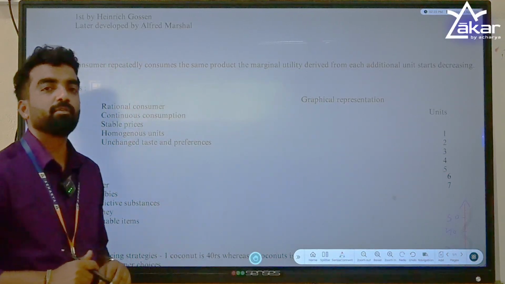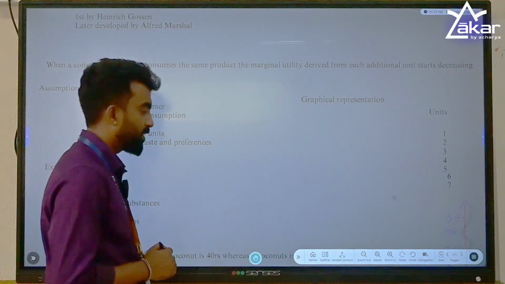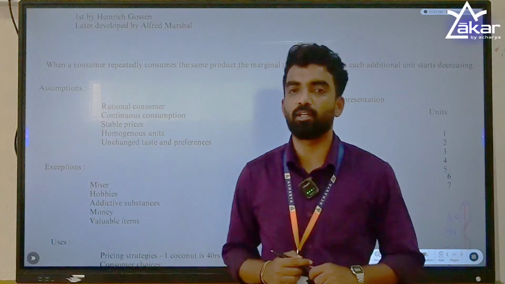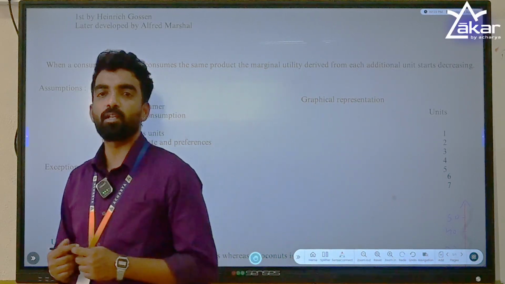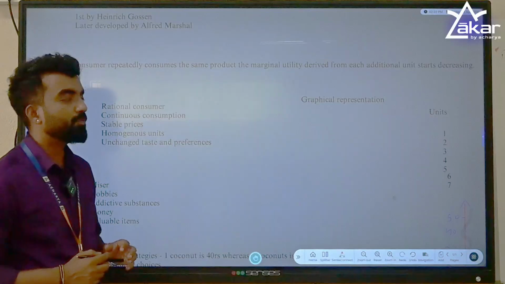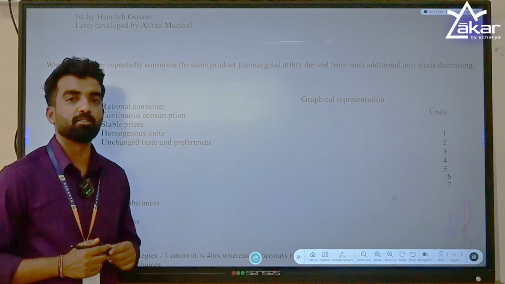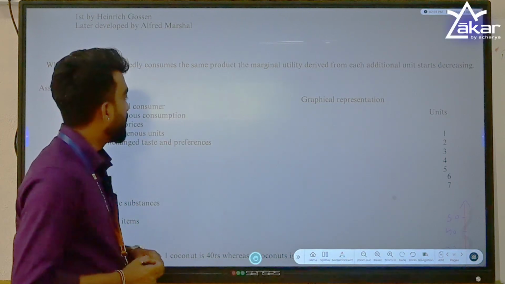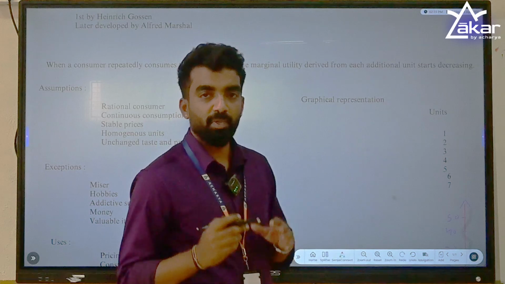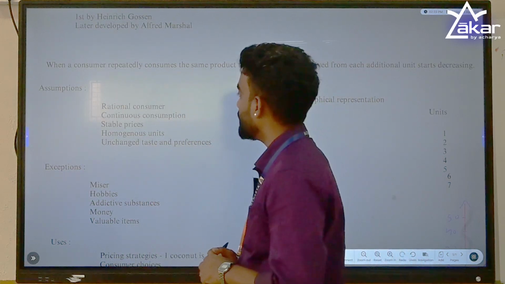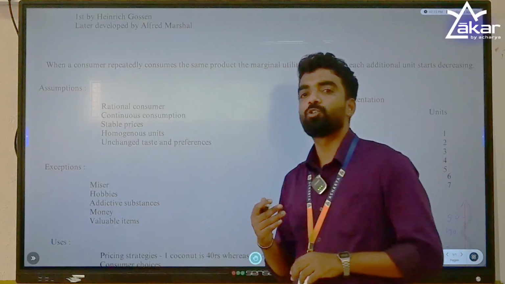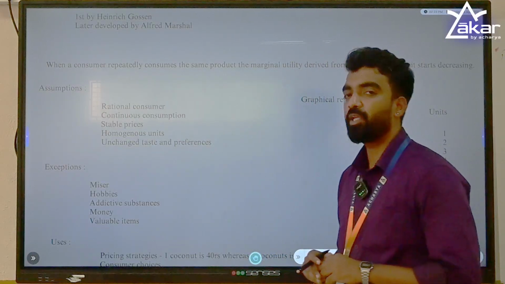But for this law, you have to make certain assumptions. First thing is you should be a rational consumer, right? What is the meaning of a rational consumer? A rational consumer means a consumer who makes logical decisions. Understood? He should be a mentally stable, normal person. And the consumption should be continuous. There should not be any gap.